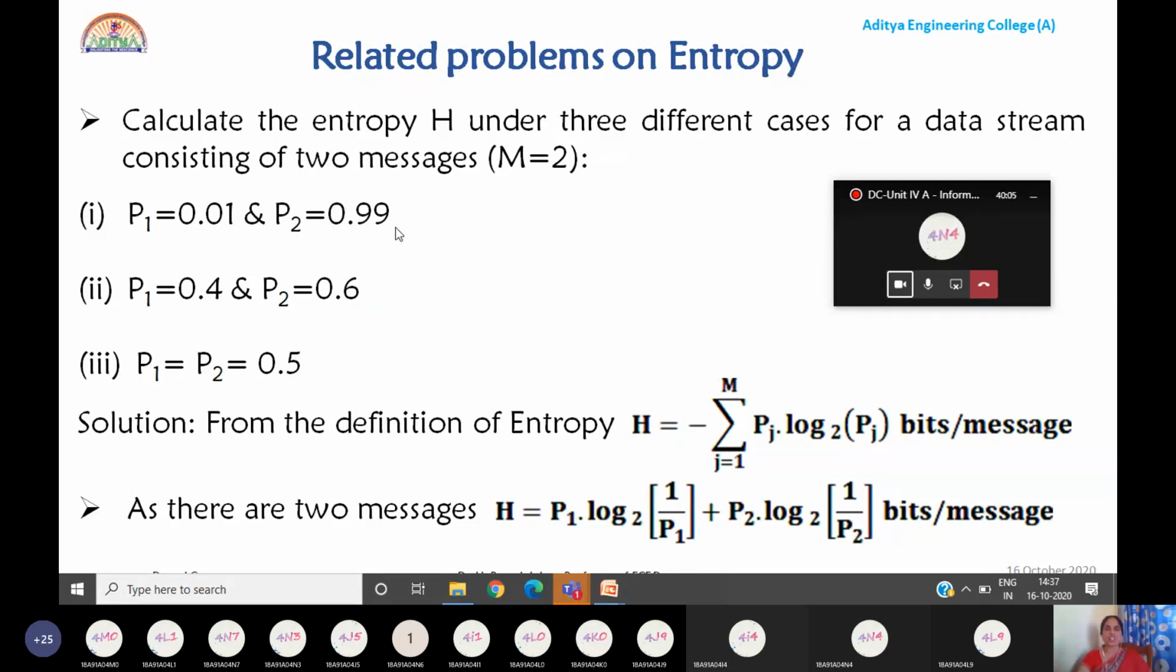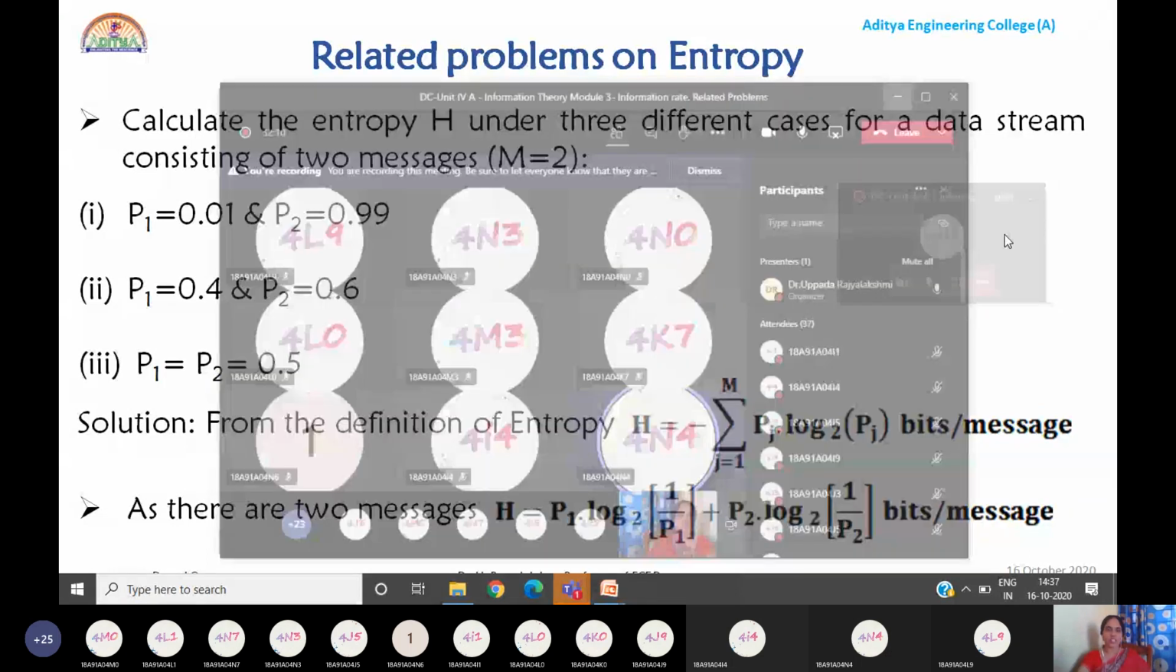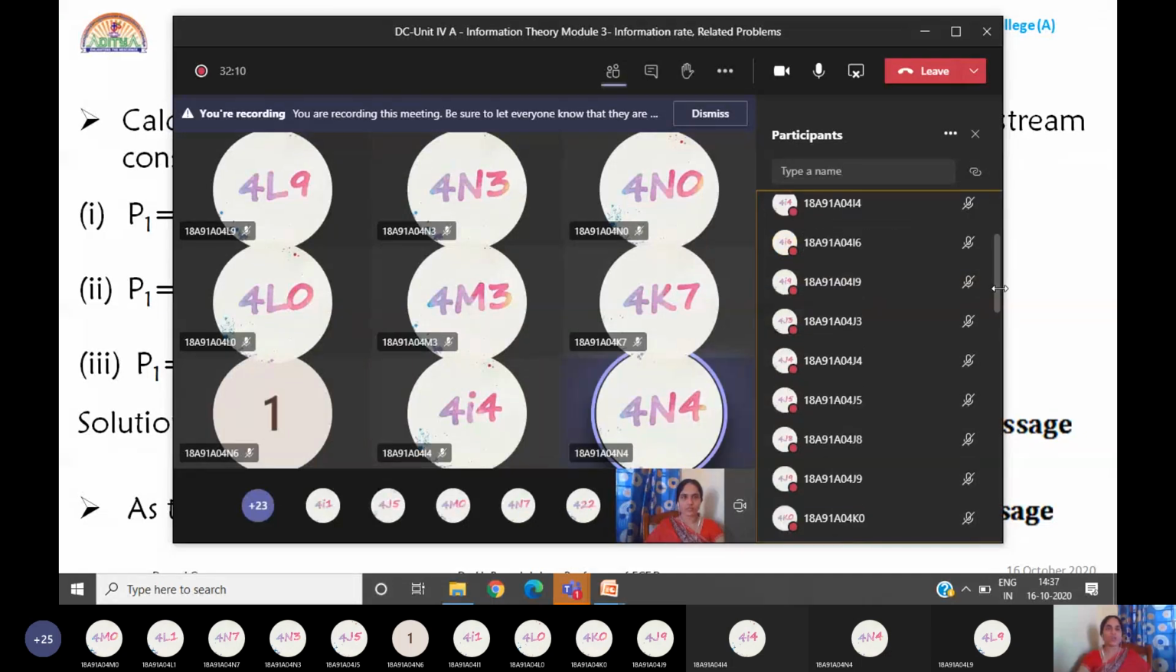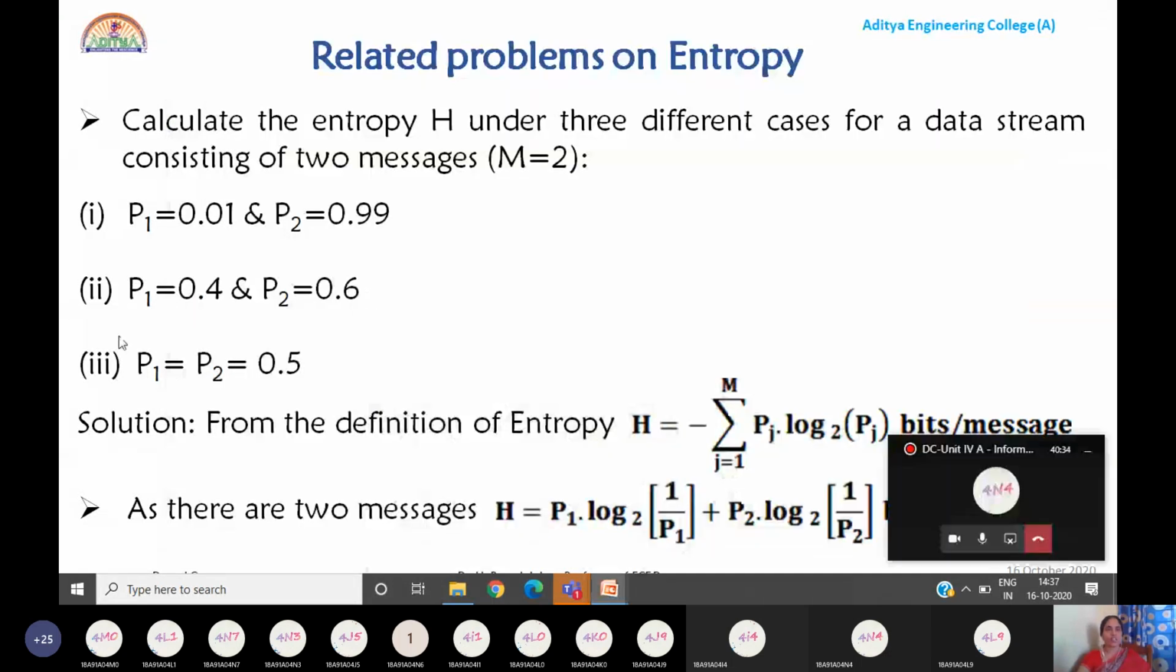What is the third condition? Can any one of you tell me what this third condition is called? P1 is equal to P2. What is this condition? Equally likely messages. Yes, that is the equally likely condition. Here both the probabilities are equal and equal to 0.5. That's why we can say it is the equally likely condition where the two probabilities are equal.